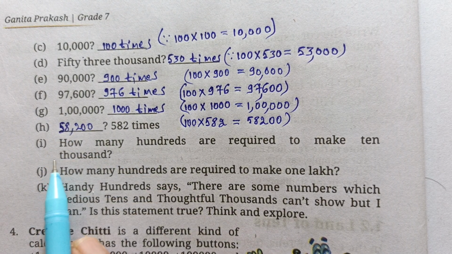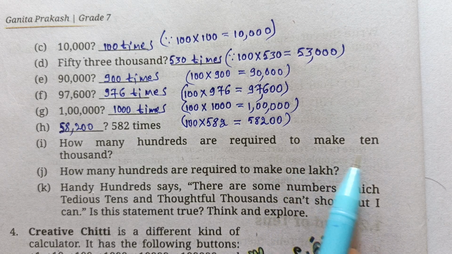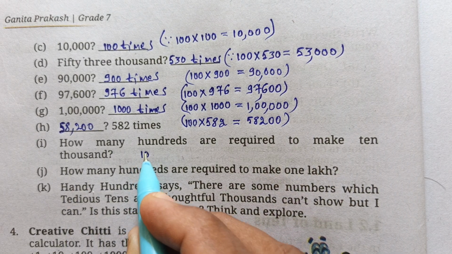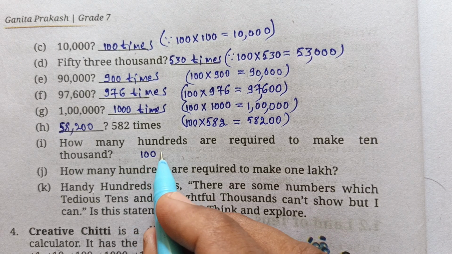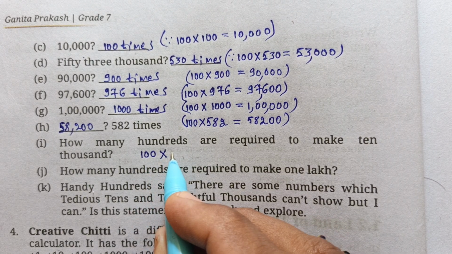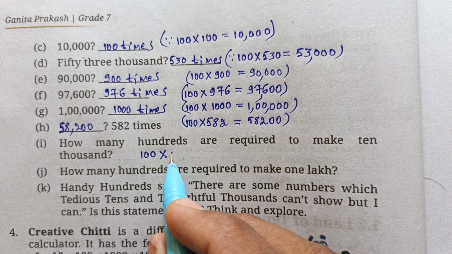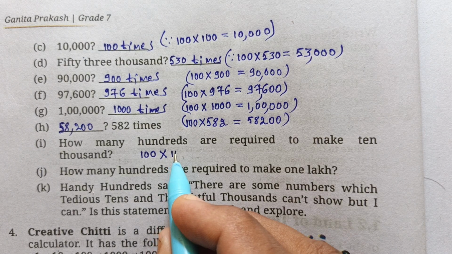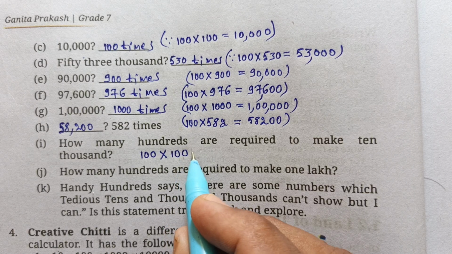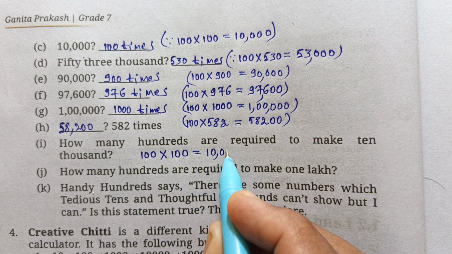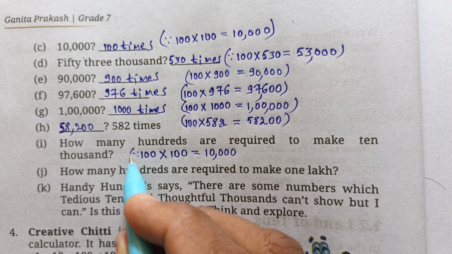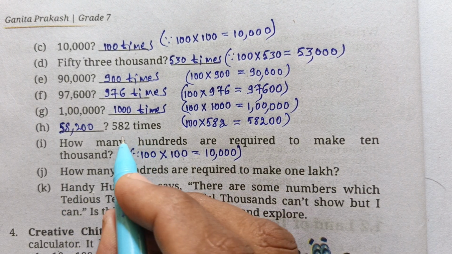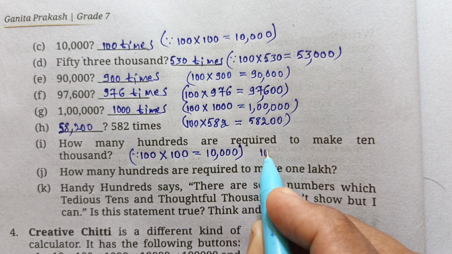Next, coming to I bit, how many hundreds are required to make 10,000? So if you multiply 100 with, for example, 10, what is the result? 1000. If you multiply 100 with 100, then we get 10,000. Therefore, how many hundreds are required to make 10,000 means 100 is the answer.